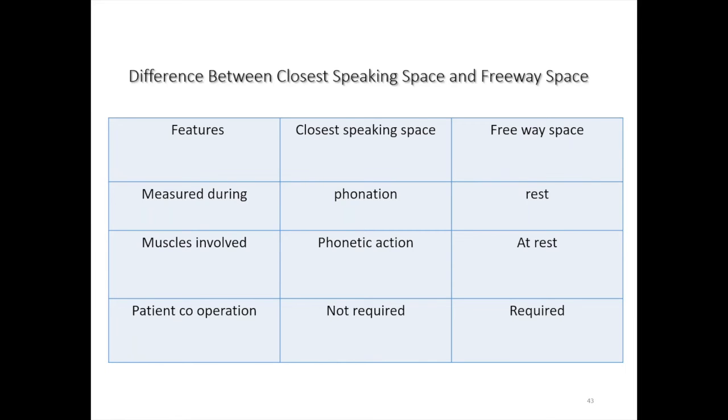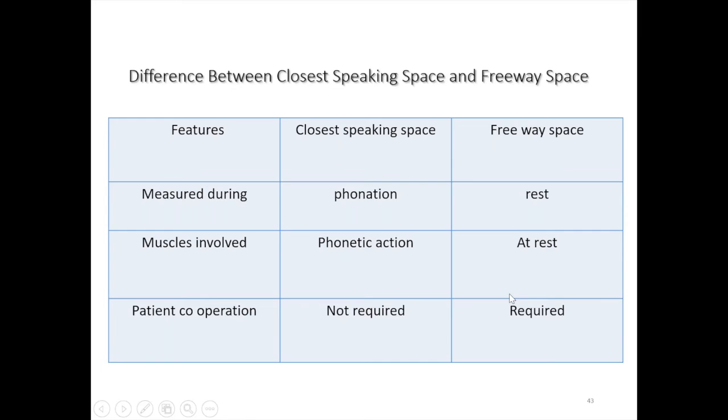So the difference between the closest speaking space and the freeway space is that closest speaking space is measured during phonation. The muscles involved are the phonetic action, and patient cooperation is not required. Whereas in case of freeway space, it's measured during rest. Muscles involved are also at rest, and the patient cooperation is needed.